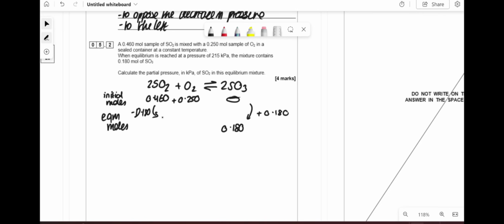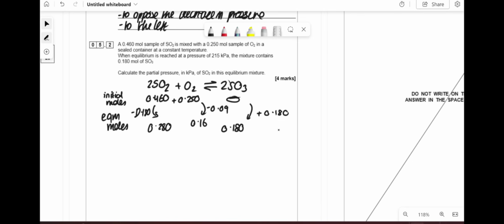So that gives you 0.28. And then this decreases by half as much, because if this decreases by 0.18 moles, because this is a 2-to-1 ratio here, this is going to have to decrease by half of that, which is 0.09. And that gives you 0.16. Right. So now we have our equilibrium moles.